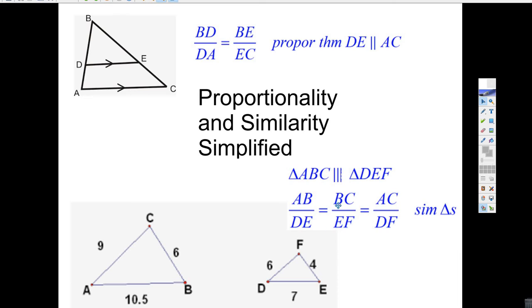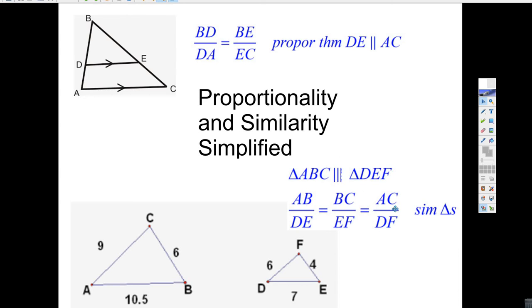Now let's take a look at BC. BC is 6 over EF is 4. Well, 6 over 4 is 3 over 2. Let's try AC. AC is 9, and DF is 6, and 9 over 6 is really 3 over 2. If you make fractions out of the sides and you get the same fraction, then we say the triangles are similar. And angle A must be equal to angle D, angle B is equal to E, and C is equal to F.